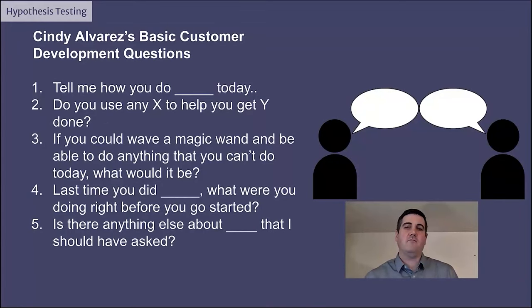Cindy Alvarez wrote a book on lean customer development where she gives some great open-ended questions that have worked for me almost universally in everything that I've researched. Things like, tell me about how you do blank, whatever you're trying to study today. Or, do you use any tools to help you get this process done? If you could wave a magic wand, what would you do? And you say, forget about what's possible, just what would you want to get done? You can come up with solutions based around that.